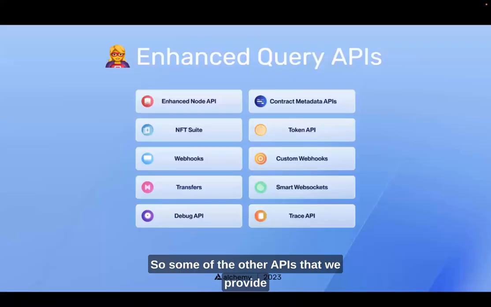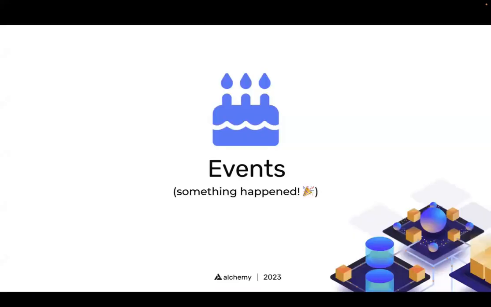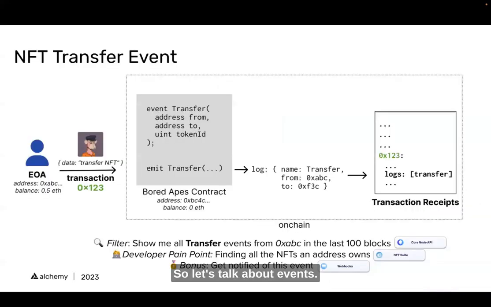So some of the other APIs that we provide at Alchemy are all these enhanced query APIs, all these additional tools that we allow developers to use, which are going to solve some of these developer pain points that I talked about earlier, which make it really difficult to build scalable Web3 applications. Fortunately, a lot of these developer pain points have been identified, and now these tools are making it really easy for developers to solve these problems. So let's talk about events.